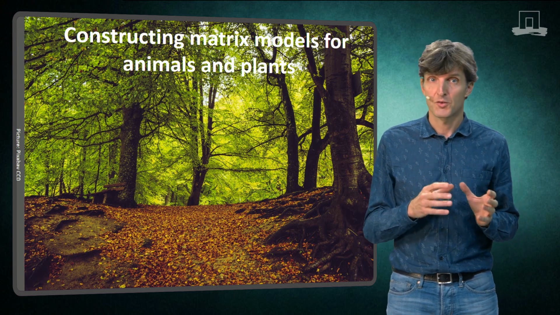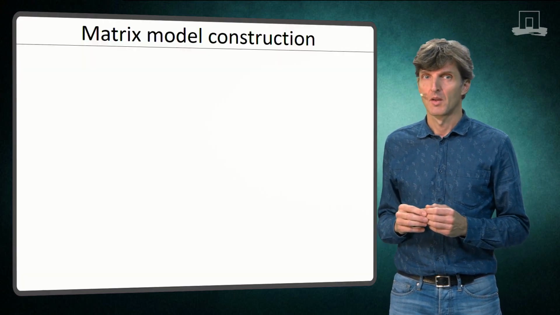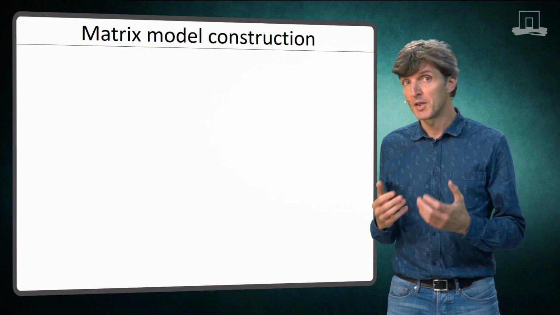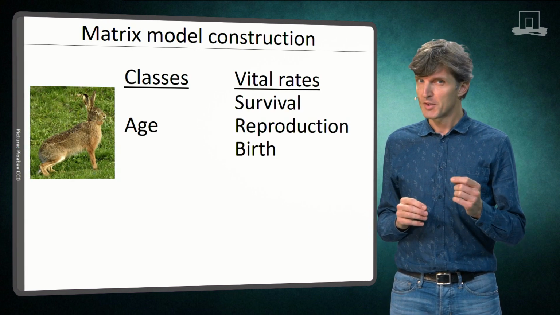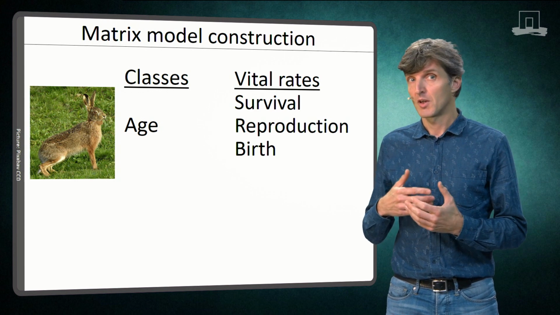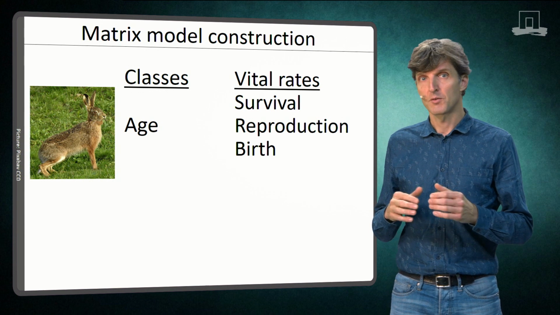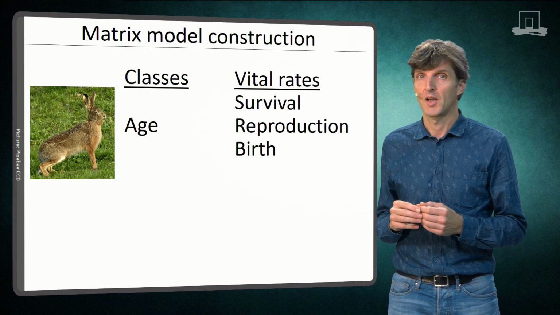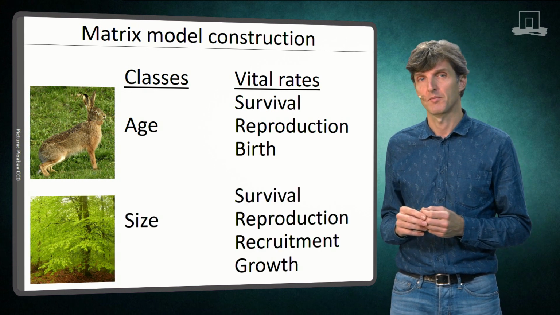You will learn how to construct those models for animals and for plants and to run them. Let's start with the required information to construct a matrix model, the vital rates. In matrix models for animals, individuals are generally categorized in age classes. Per age class, we need the rates of survival and reproduction. And in addition, we need the rate at which newborns enter the population.